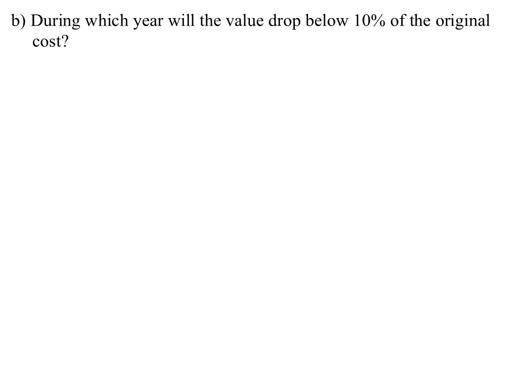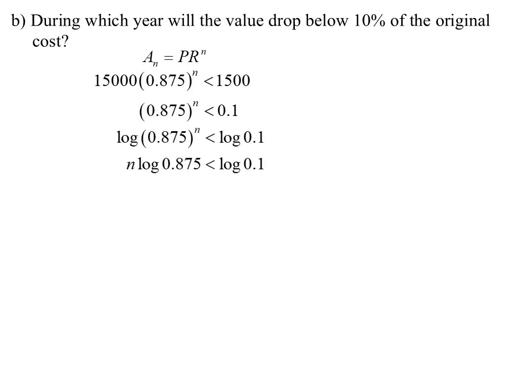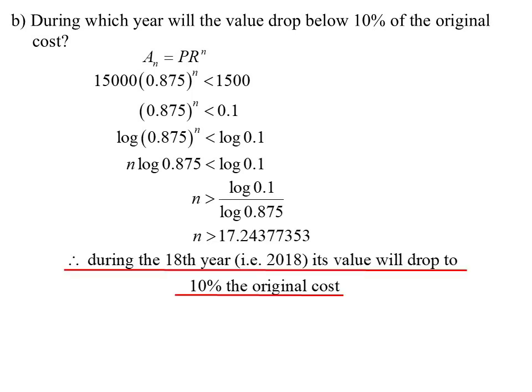Now, during which year did the value drop below 10% its original cost? Well, its original cost was $15,000, so 10% is $1,500. We want to know when that is less than that. Exponential inequation to solve. Again, dividing by a log of a number smaller than 1, and we get n greater than 17.24. So this time it's during the 18th year its value will drop.